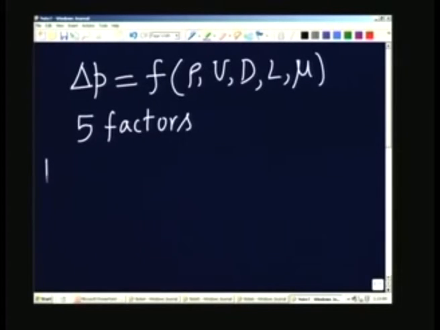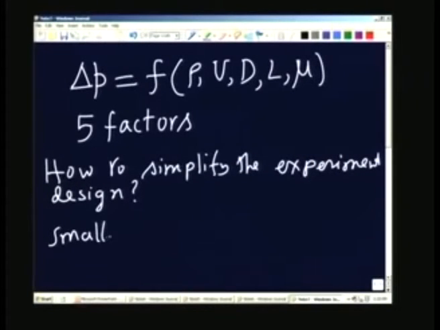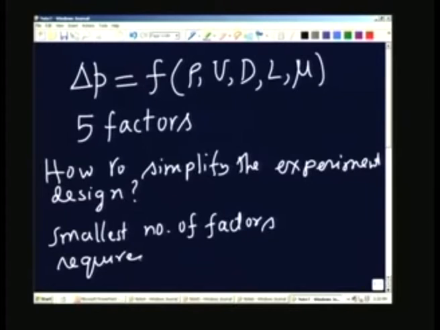A second way is how to simplify the experiment process, or experimental design? That is the question I am asking. For this, what we will do is, we will look at a different approach altogether to this problem. I am going to find out what is the smallest number of factors that can describe this experiment. Okay? We are looking for the smallest number of factors required to model this.